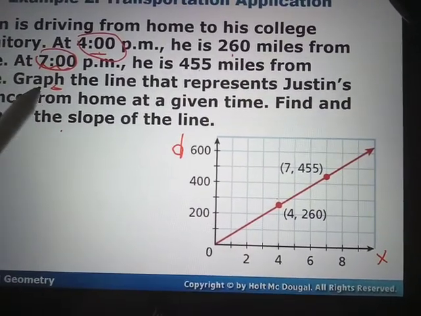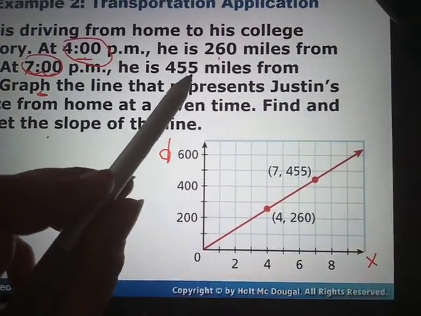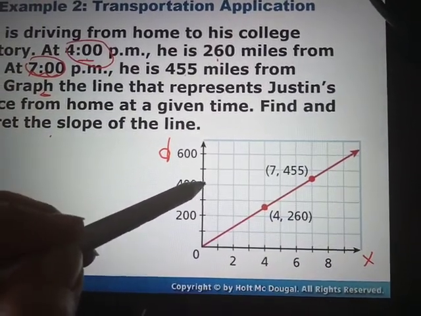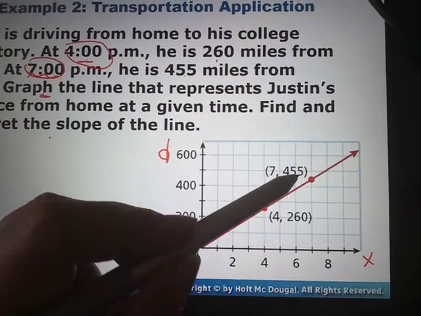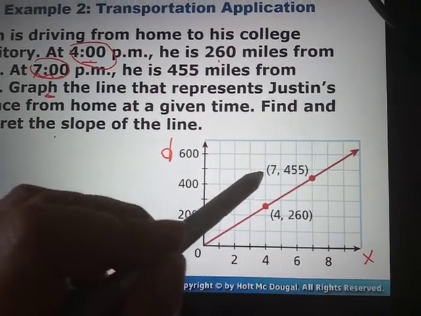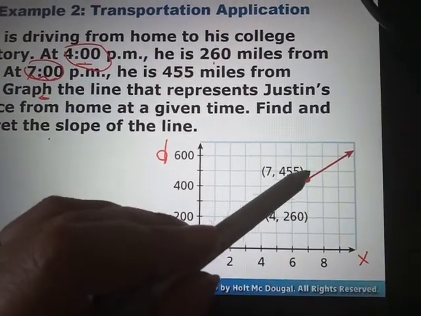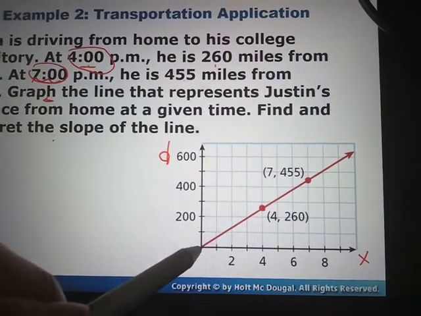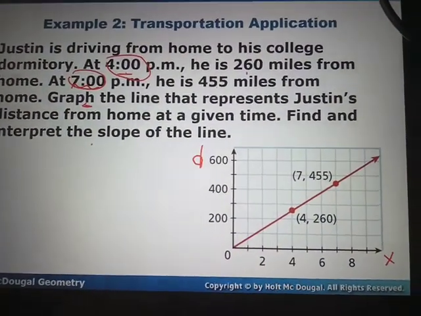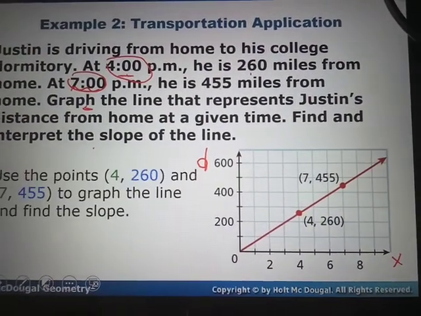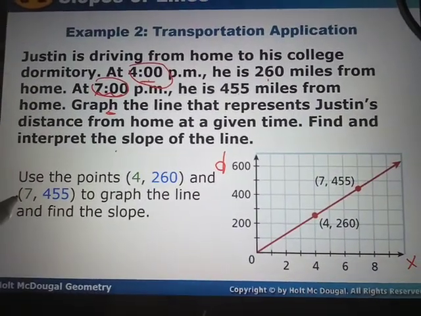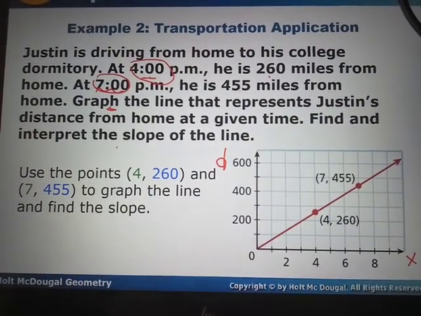The second point we have is 7 and 455. At 7, between 400 and 500, this is 455. 55 means about the middle. Okay, so we have the 2 points. Connect between them so you can draw the line. Use the point 4 and 260 and the point 7 and 455 to graph the line and find the slope.